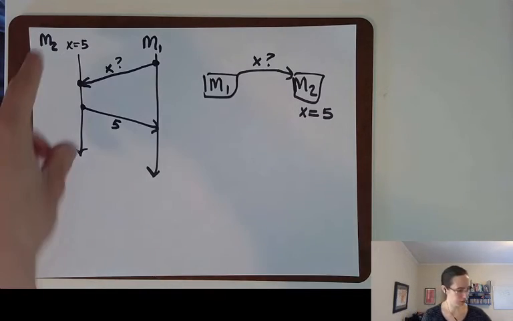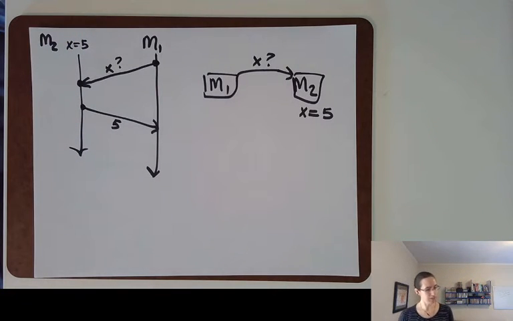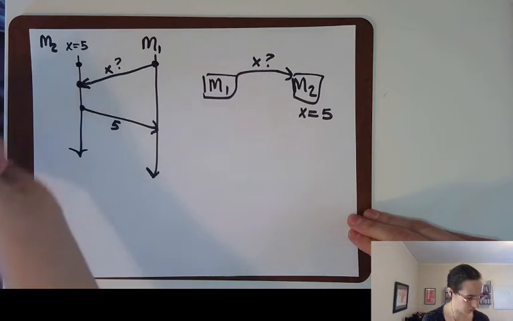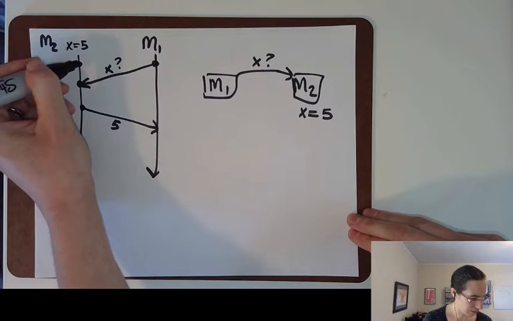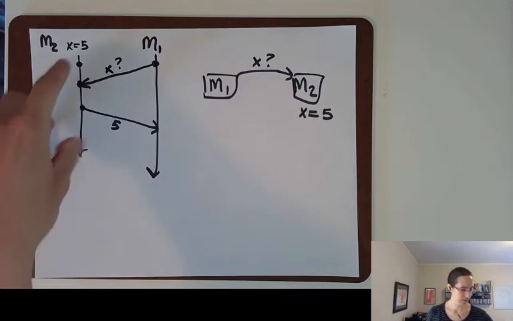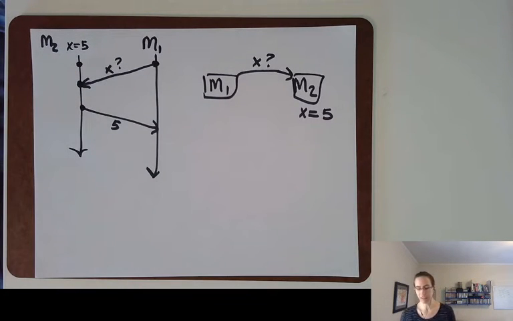So if M2 knows that x is 5, that means that there had to be some sort of an event somewhere on this process line. Maybe it was an internal event that made x be 5. So a point is an event, but it also represents a state. And we can always work out what state we're in by looking back at the events that have occurred. So one way to represent the state that we're in is by looking at this sequence of events.